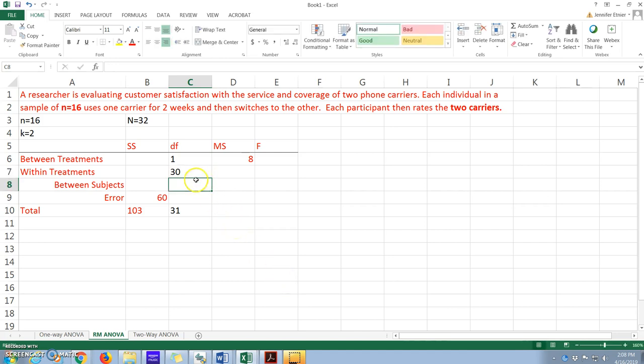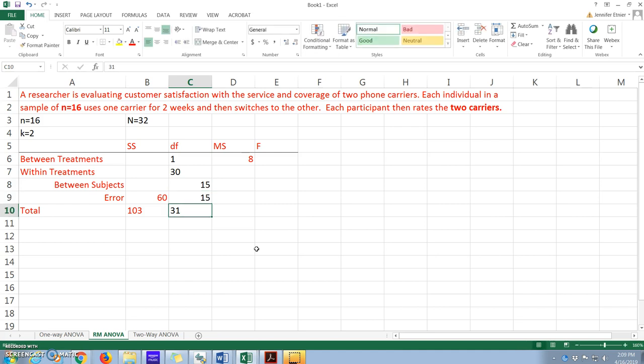We also know degrees of freedom between subjects because that's just the number of subjects minus 1. So this is little n minus 1, which must be 15. And then because the degrees of freedom for between subjects and the degrees of freedom for error have to add up to equal the degrees of freedom within treatments, that means we know the error degrees of freedom is 15.